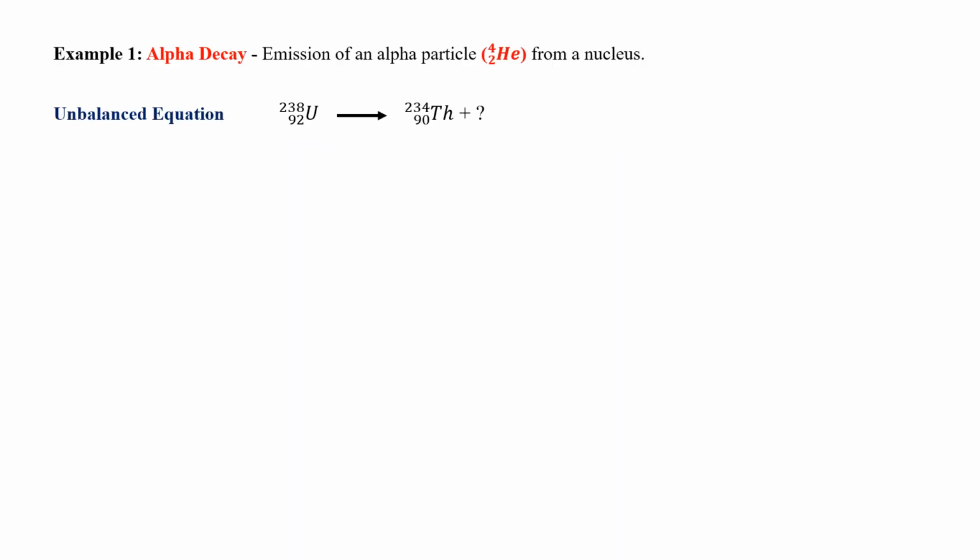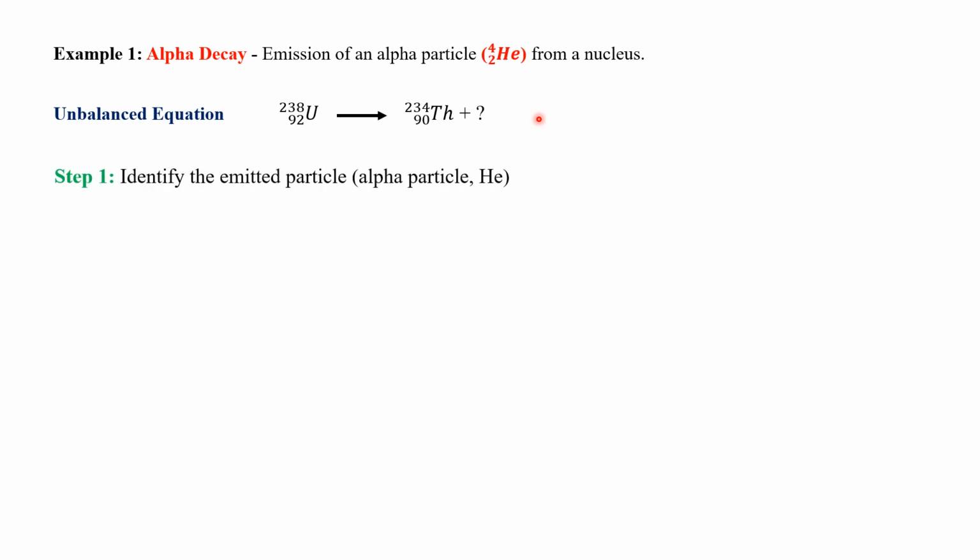Let's take an example for alpha decay, the emission of an alpha particle. An alpha particle is a helium nucleus. This is the symbol for helium, mass number 4, atomic number 2. An unbalanced equation is given for you. Uranium-238 is our parent nucleus or reactant nucleus, and the product nucleus is thorium-234. Now, what is the particle? If you don't know whether this is alpha, beta or positron emission, how can we find the missing product?